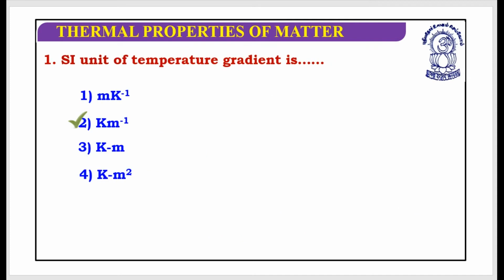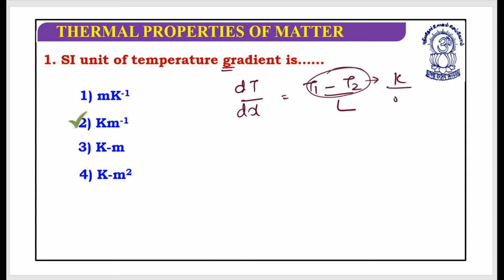Now let's look at some quick questions. Look at this carefully. What is the SI unit of temperature gradient? The temperature gradient can be written as dT by dx, which is (T1 minus T2) by L. So this is Kelvin, this is meter, so it's Kelvin per meter. I hope this is clear.